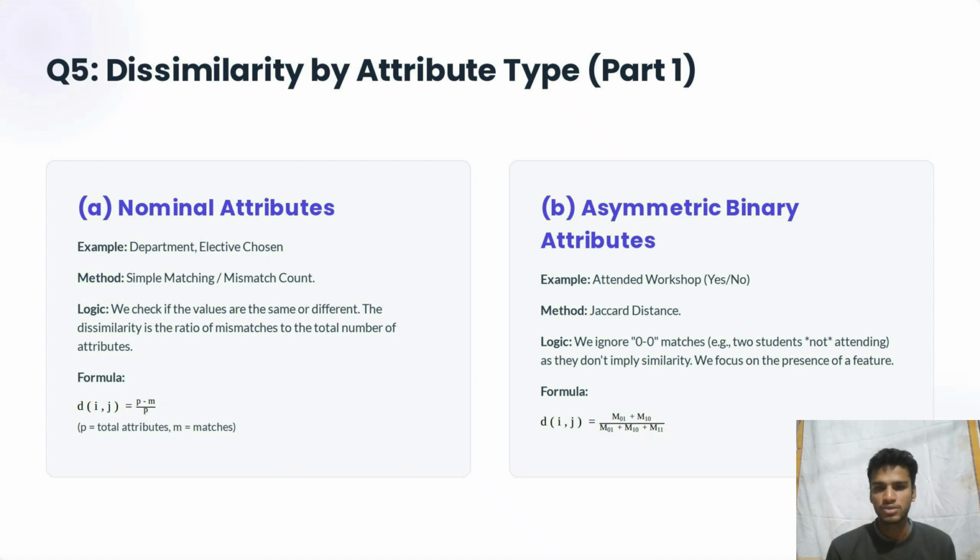B. Asymmetric binary attributes. Example: attended workshop. Method: Jaccard distance. Logic: we ignore 0 to 0 matches. For example, two students not attending doesn't imply similarity. We focus on the presence of a feature. The formula is given.